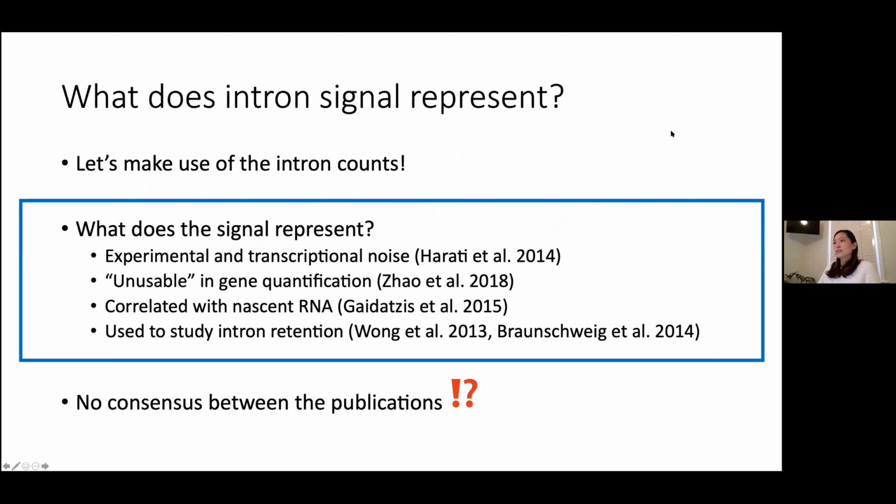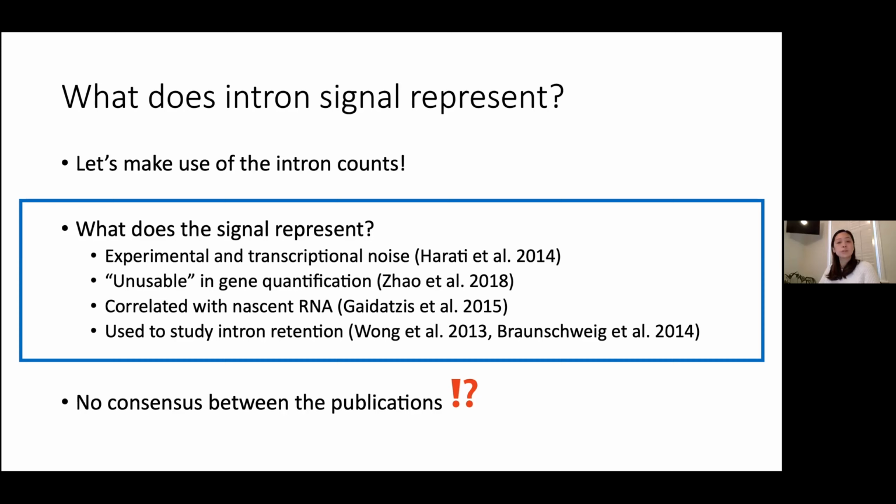I thought, all right, that's really simple. I was really excited. I thought, great, I can make use of some of these intron counts, maybe put them into a differential expression analysis and get some free information out of there. So I was like, let's make use of the intron counts. But I had no idea what they actually represented or how I could use them.